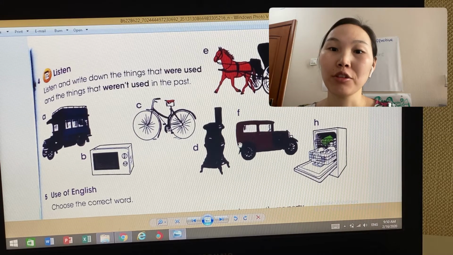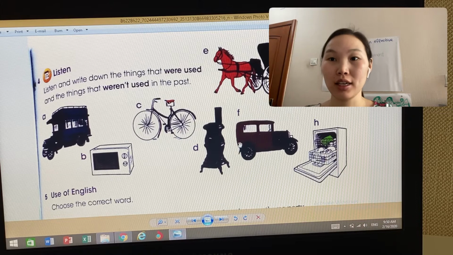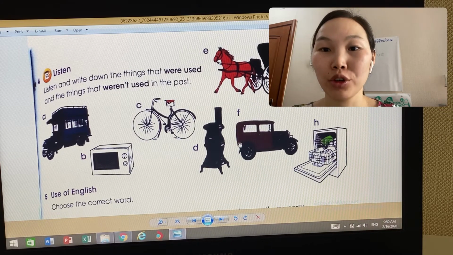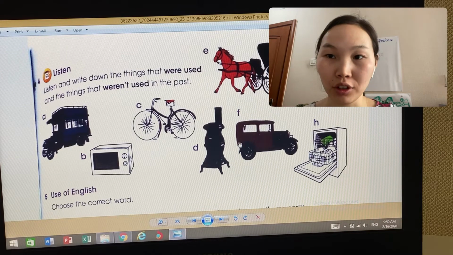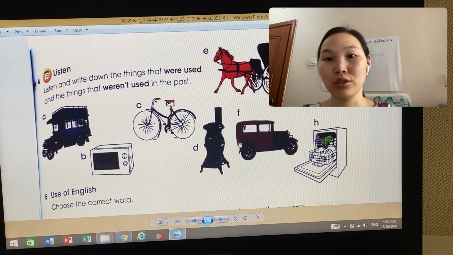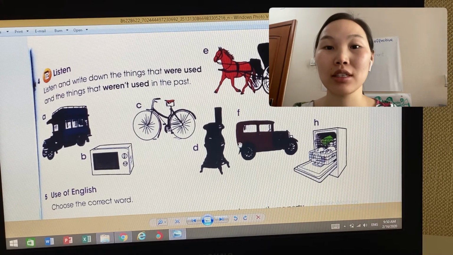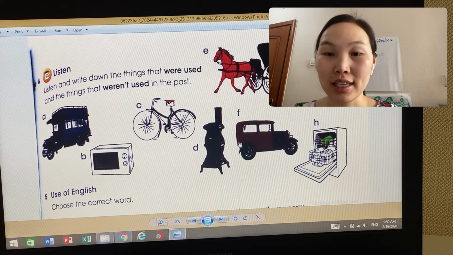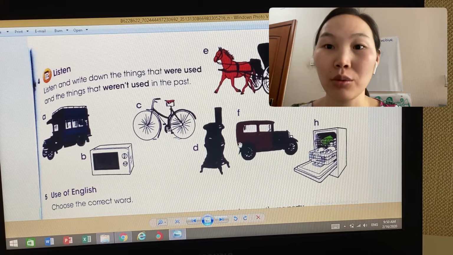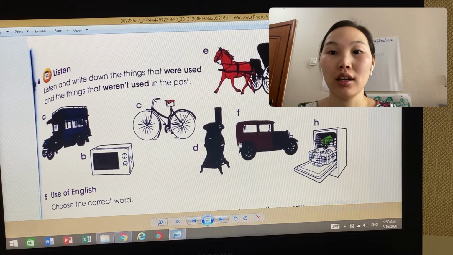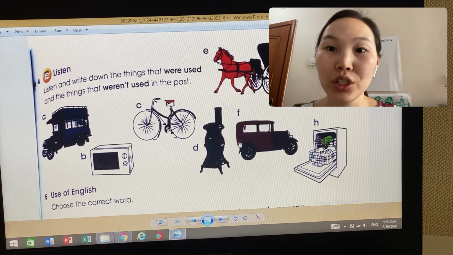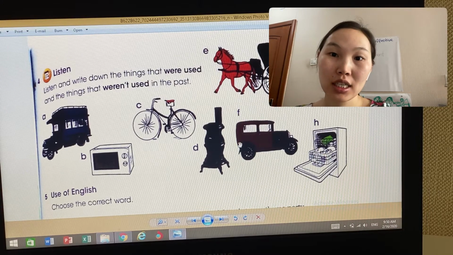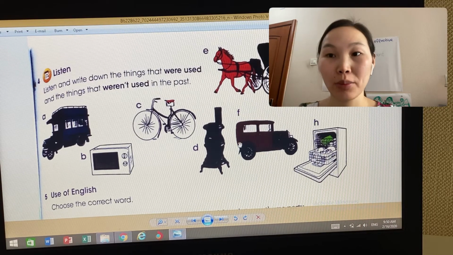Followed by the review lesson that we had last time. That's from your textbook, page 64. This time we're going to move on to the next page, page number 65. And looking at these 8 pictures, first of all, I want you to say which things were used or weren't used in the past.